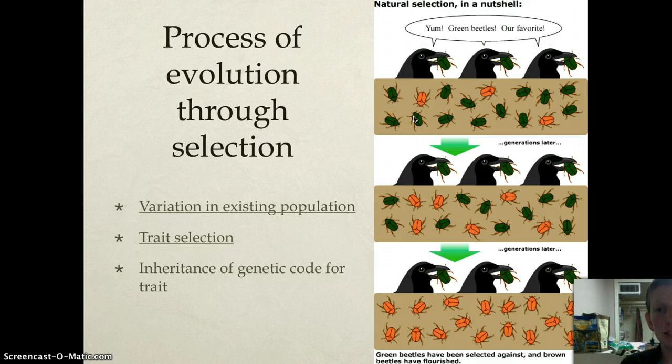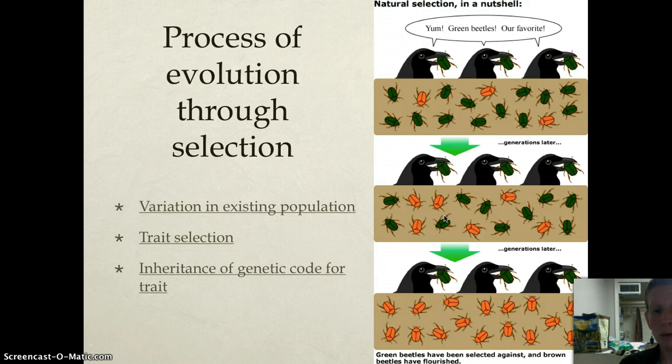Then you have trait selection. In this example, the birds preferentially eat the green beetles, and therefore the orange beetles have more of a chance to mate and produce offspring. In the dog example, the human, you, the dog breeder, chose two different breeds based on their traits and mated those two different breeds together to produce offspring.